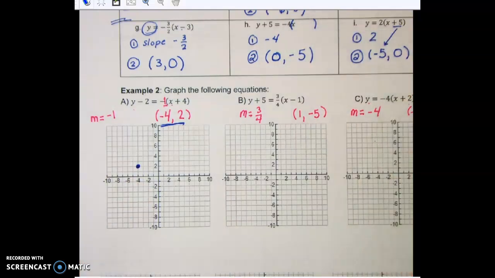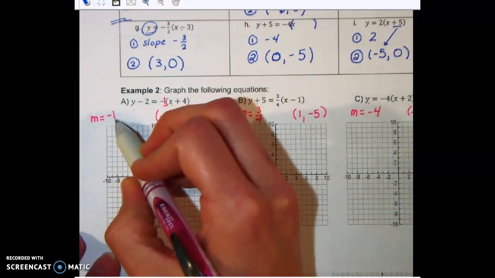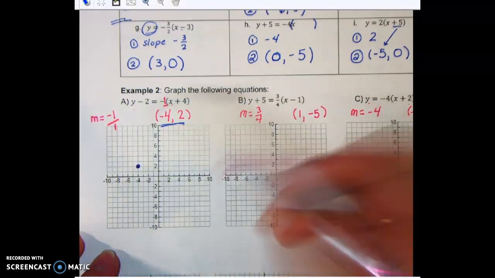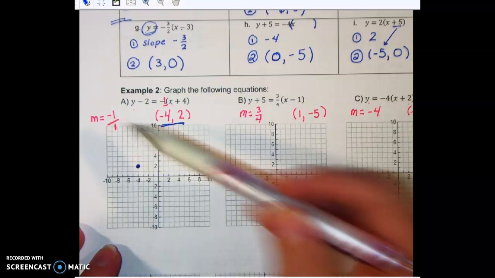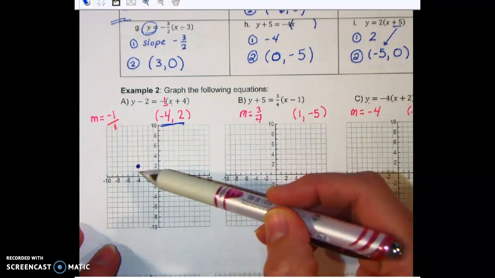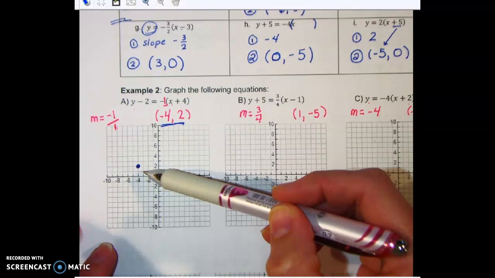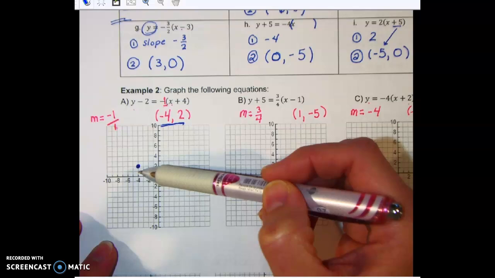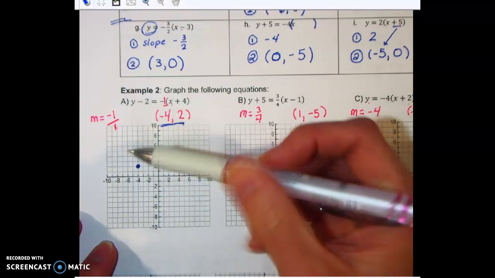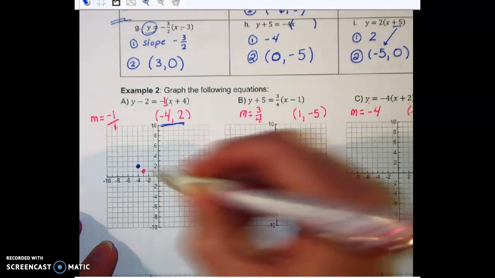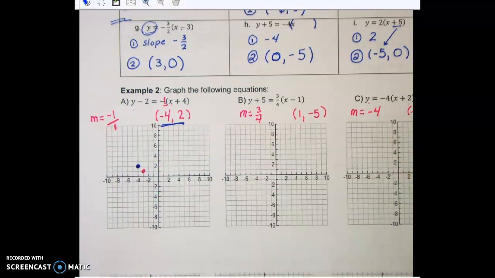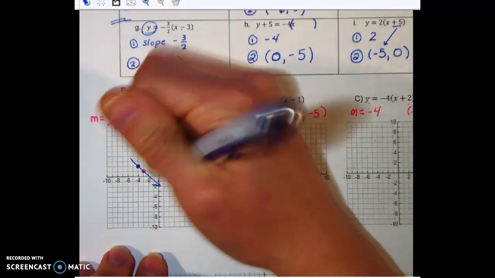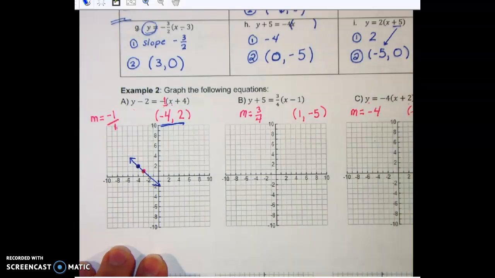Then from there, you're going to go down 1 over 1. So there's always a 1 on the bottom no matter what. So we're going to go down 1 and then over 1. So if you don't see a number on the bottom, you can always put a 1. So from this dot, don't go back to 0, from this dot, go down 1 and then go to the right 1. Okay, and then you can connect the dots.